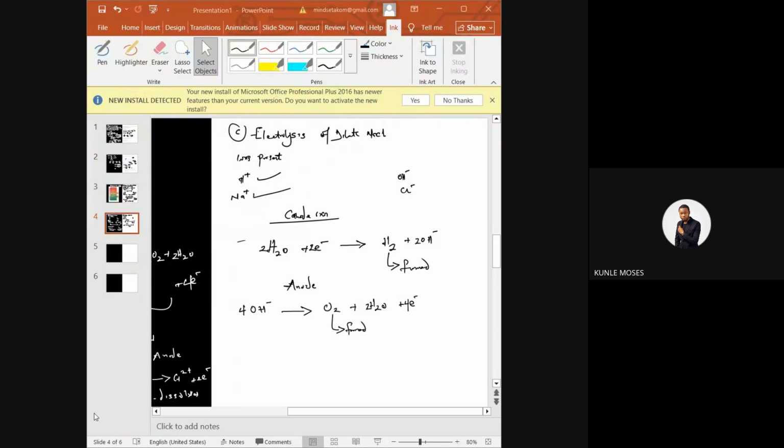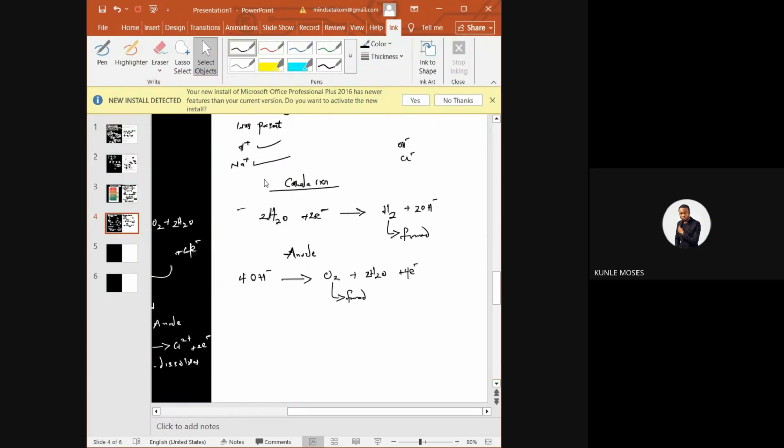So let's quickly go to electrolysis of concentrated NaCl. This one is dilute NaCl. This concentrated NaCl is what we call the brine solution. So dilute is not brine. It is concentrated. Electrolysis.